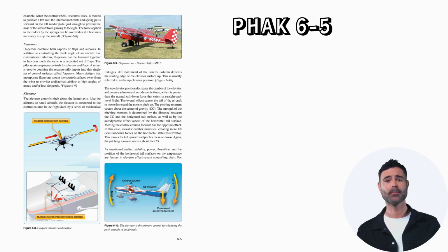The force applied to the rudder by the springs can be overridden if it becomes necessary to slip the aircraft. Flaperons. Flaperons combine both aspects of flaps and ailerons. In addition to controlling the bank angle of an aircraft like conventional ailerons, flaperons can be lowered together to function much the same as a dedicated set of flaps. The pilot retains separate controls for ailerons and flaps. A mixer is used to combine the separate pilot inputs into this single set of control surfaces called flaperons.